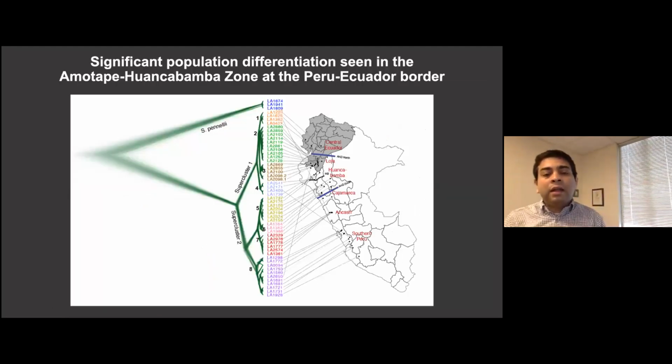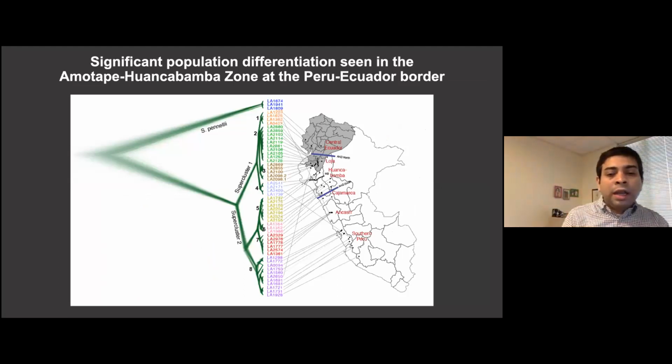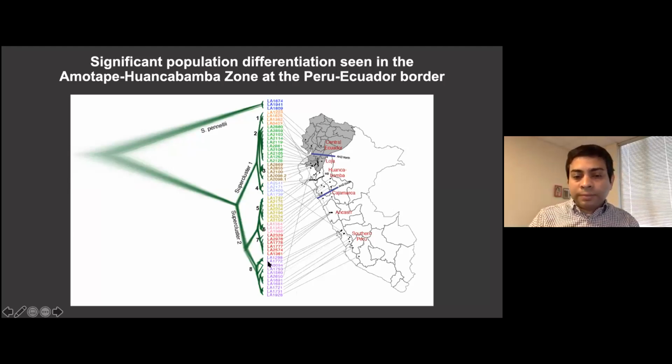When we looked at the phylogenetic relationships between these accessions, we were able to classify all of these accessions into 8 different population clusters. Interestingly, there's a big difference between 2 groups that we call supercluster 1 and supercluster 2, and that occurs right at a region called the Huancabamba Depression.